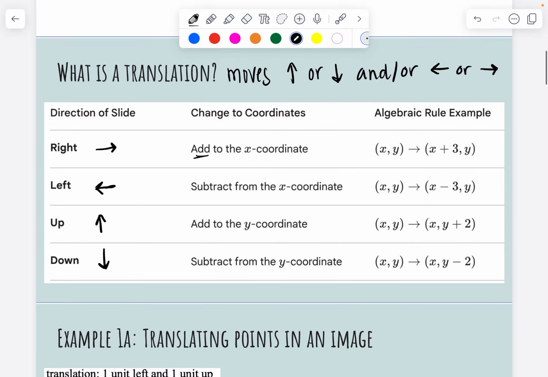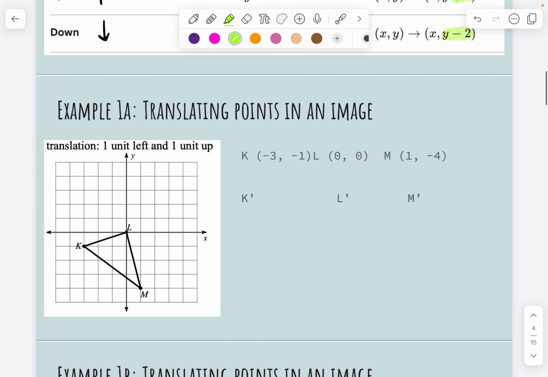So we can look here. On the first one, it's moving right 3 because we're adding 3. This next one's moving left 3 because we're subtracting 3 from the x. This one's moving up 2 because we're adding 2 to the y, and down 2 because we're subtracting 2 from the y.